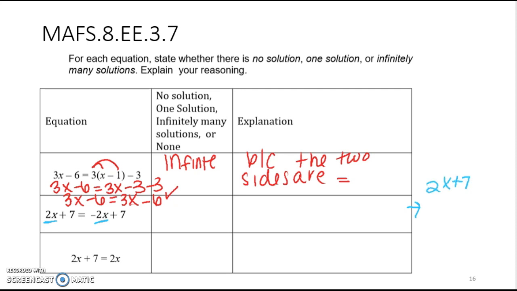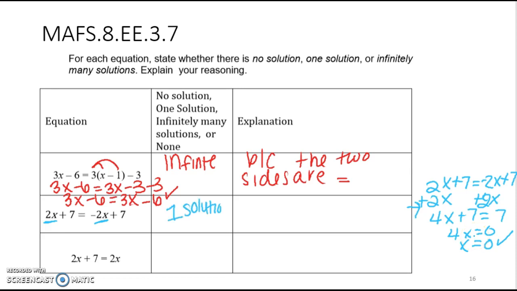However, if I were to solve this algebraically, so let me do this out here. We have 2x plus 7 equals negative 2x plus 7. If I were to solve this algebraically, I would get 4x plus 7 equals 7. 4x equals 0, so x equals 0. There is one solution because x is equal to 0. So when I solve, I found out that x equaled a number. So that means there is one solution.